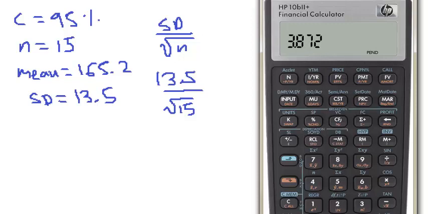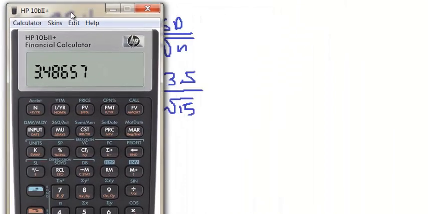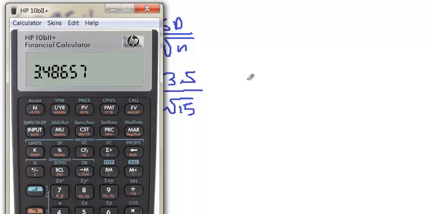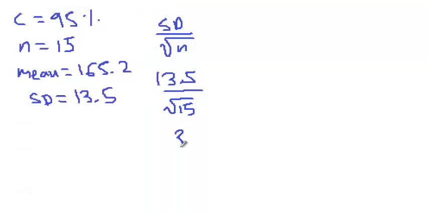3.872. We can round it off to that. And so we've got a population standard deviation of 3.487. We'll call it 3.487. That should be plenty of digits. Okay. So now, what is our confidence interval? In other words, how many standard deviations apart do we want?